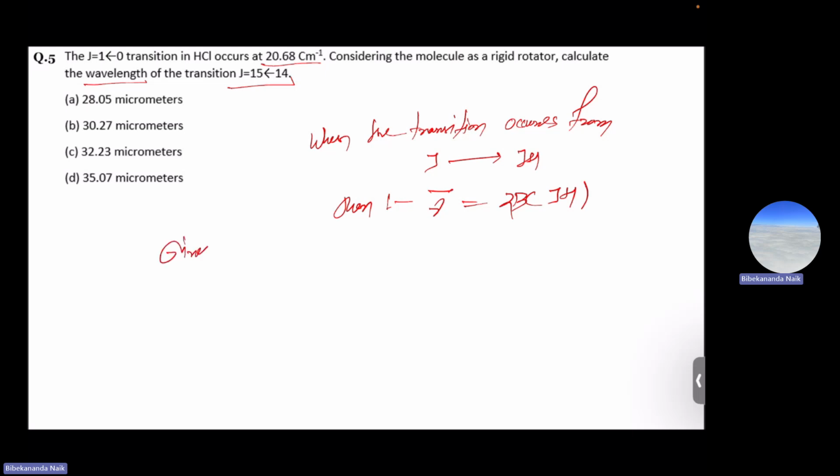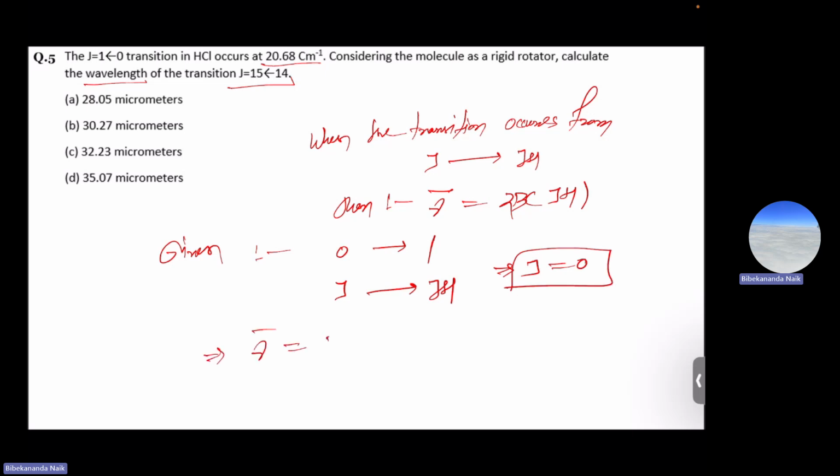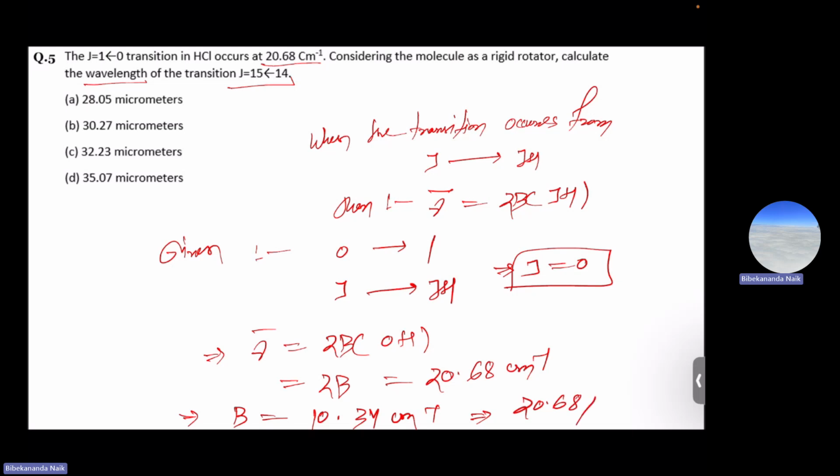Now, given the transition from 0 to 1, so here J to J plus 1, J is 0. So in that case, the wave number will be 2B into (0 plus 1), that is 2B, and it is given as 20.68 centimeter inverse. That implies B is 10.34 centimeter inverse, that is 20.68 divided by 2.